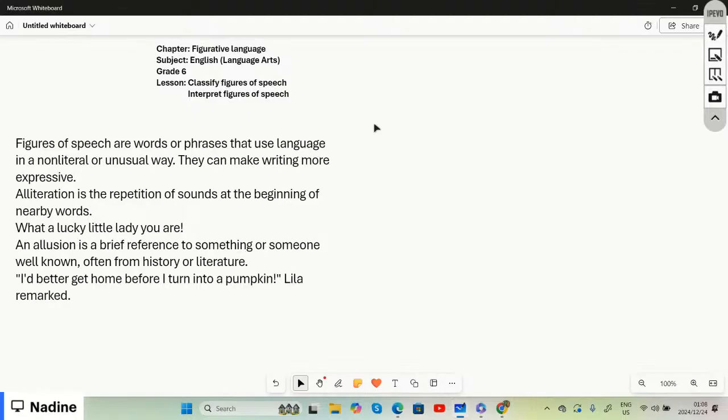So remember we said a figure of speech is words or phrases that use language in a non-literal way. And when we say non-literal way, literal is like saying that it happened directly as I'm telling you. But non-literal means that it's not directly, physically, or whatever as I say it is.